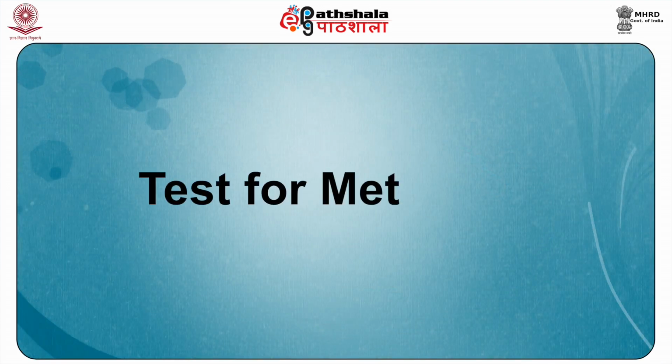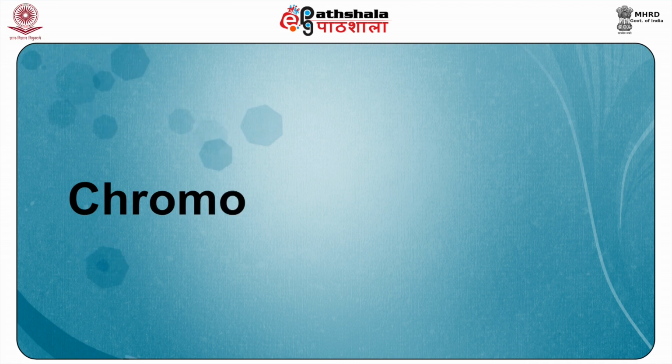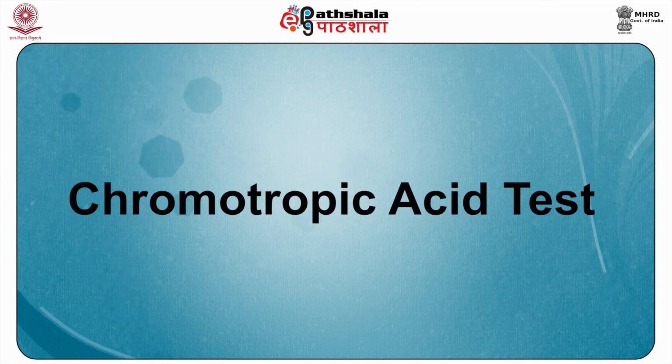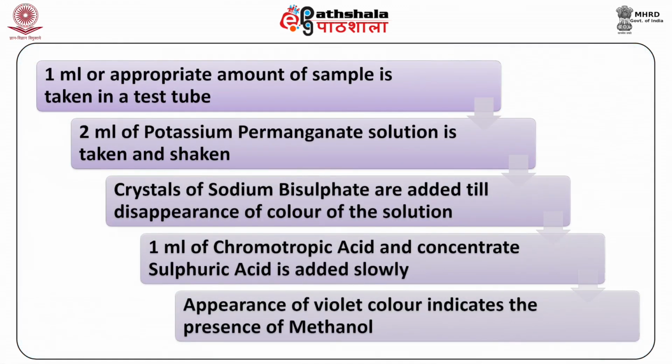Then let us see what are the tests for methanol. For methanol, there is a chromotropic acid test, and how it is done. About 1 ml of an appropriate amount of sample is taken in a test tube and about 2 ml of KMnO4 solution, which is made by mixing 3 grams KMnO4 and 15 ml of phosphoric or orthophosphoric acid in 100 ml distilled water. This is taken and then shaken well.